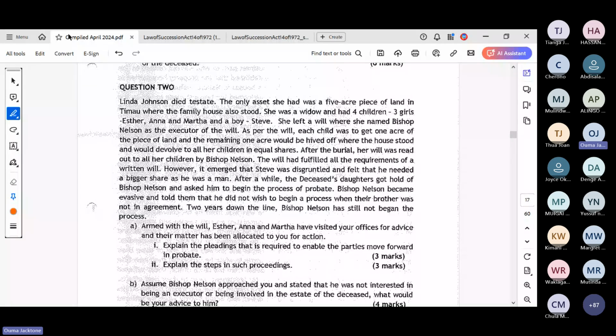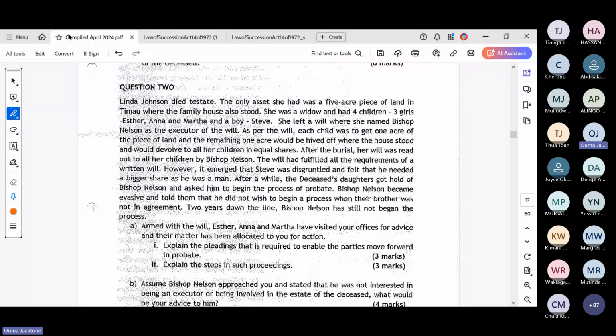As well as the petition for letters of probate. Remember, this is a will and there is an executor named in the will. So you petition for the grant. So you put in the two documents: the form and its affidavit, as well as the petition and its affidavit, and of course other accompanying documents. Those are the things you need when it comes to citation.